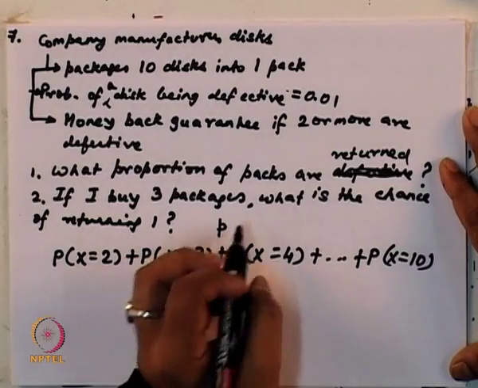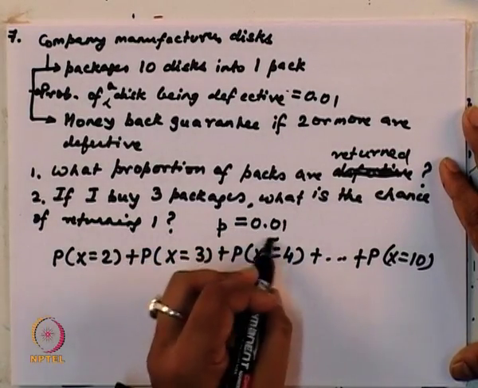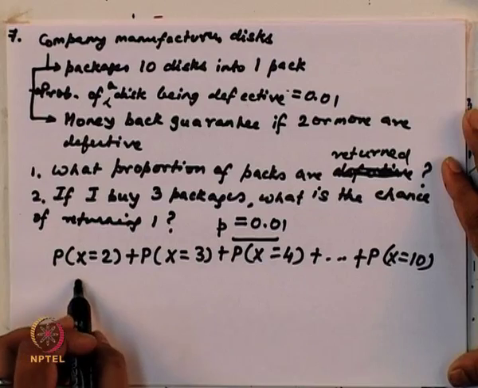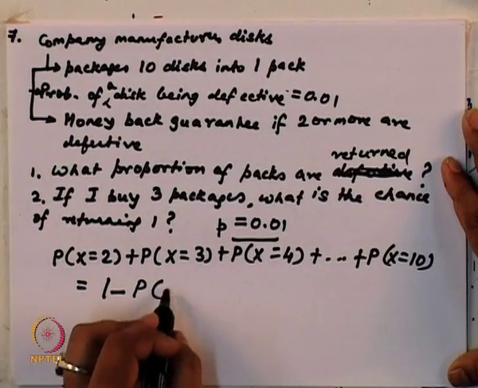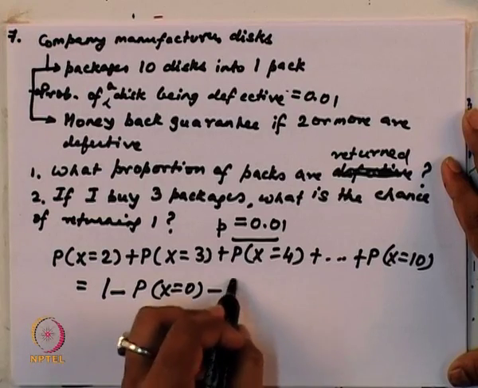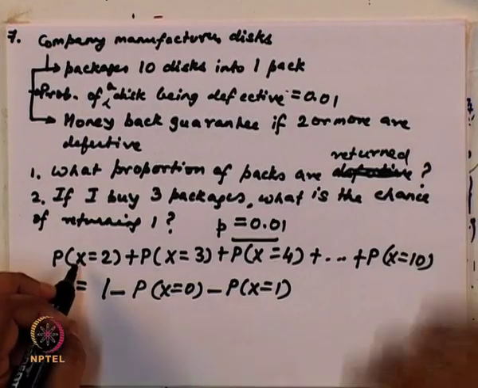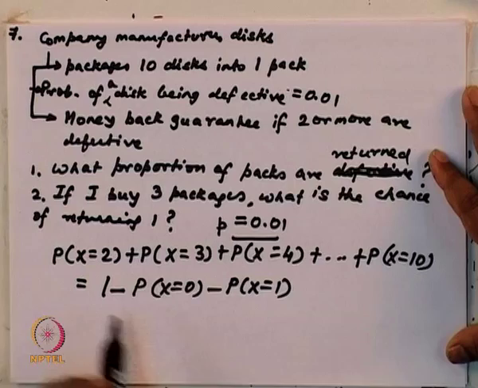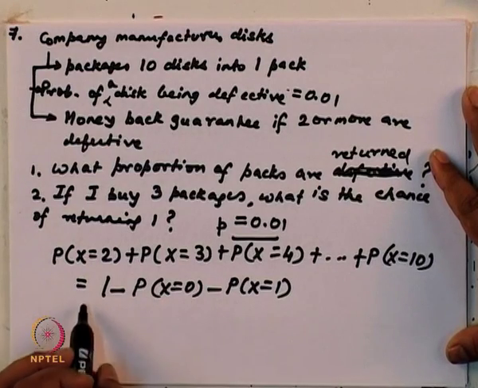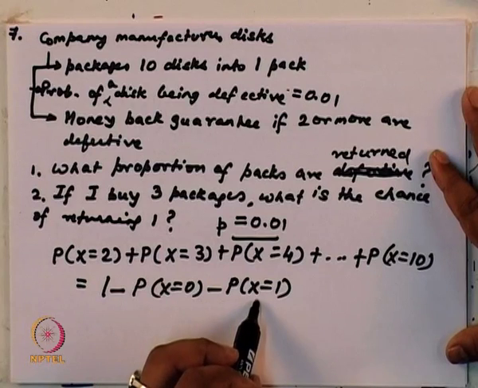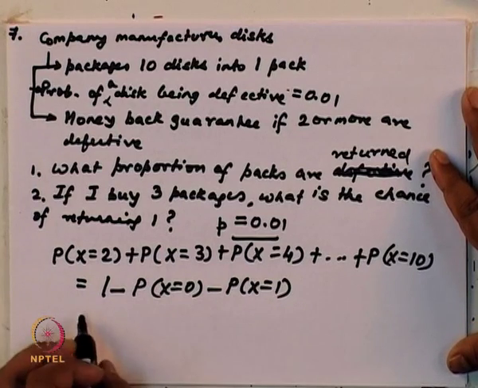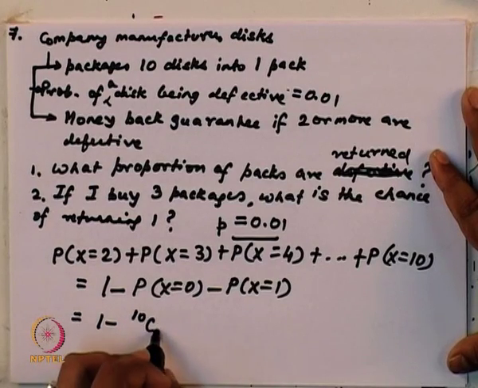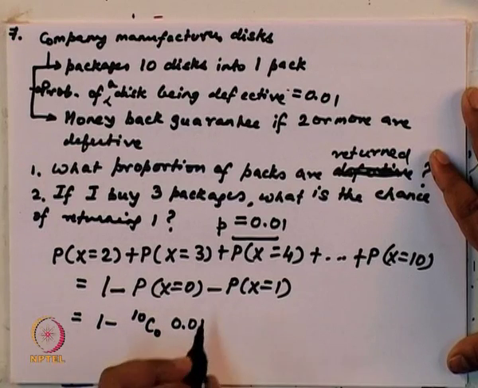So, the probability p in our case is equal to 0.01. This is for a single disk. For all these cases you have to return the package, and for these cases you do not have to return. So, this is nothing but 1 minus probability of X equal to 0 minus probability of X equal to 1, okay.